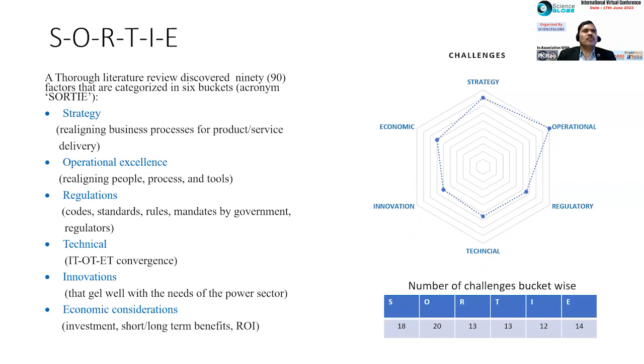These are the 6 focus areas as per SMEs: strategy, realigning business process for product and service delivery; operational excellence, realigning people, process and tools; regulations; technology, IT, OT and ET convergence; innovations; and economic considerations, because everything has to go with money. Out of these 6 areas, out of 90 factors, 20 reasons fall in the operational area, followed by 18 in strategy. All others you can see here.